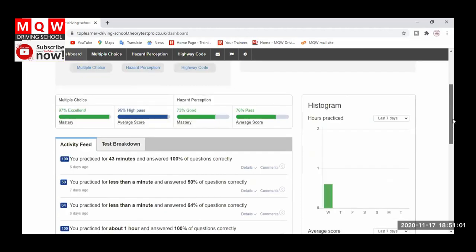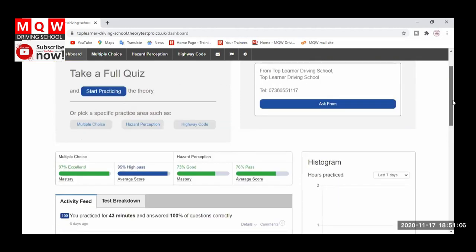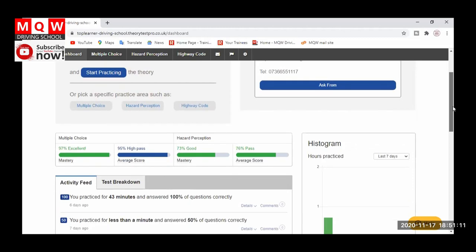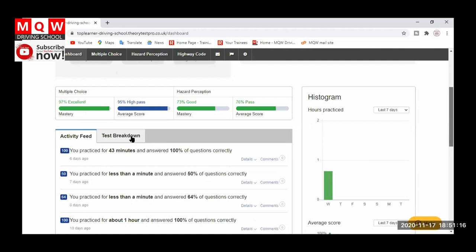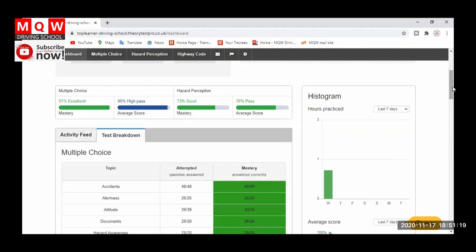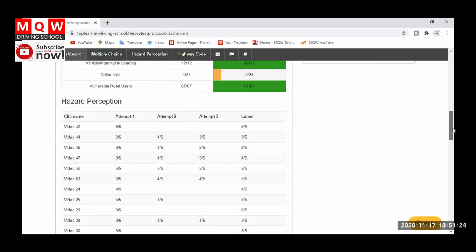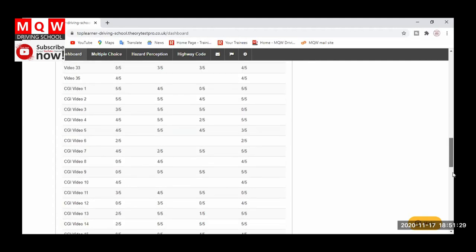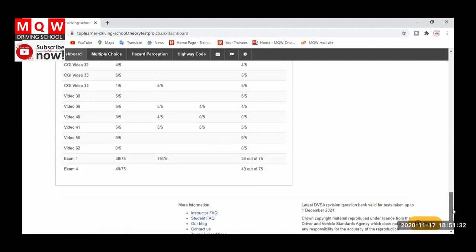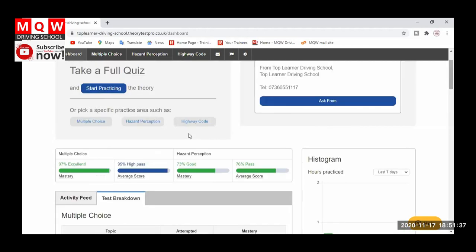Okay. And this is how all your practice will show on the bottom. So see this one? Activity will tell you how much time you're spending. Then the test breakdown will tell you how many places you have covered, which are left. It'll tell you how many attempts you've done for your hazard clips, which ones you passed, how much you scored on the hazard, which video was CGI videos, and which one is a different video. So when we clear from here, then we move over there as well.